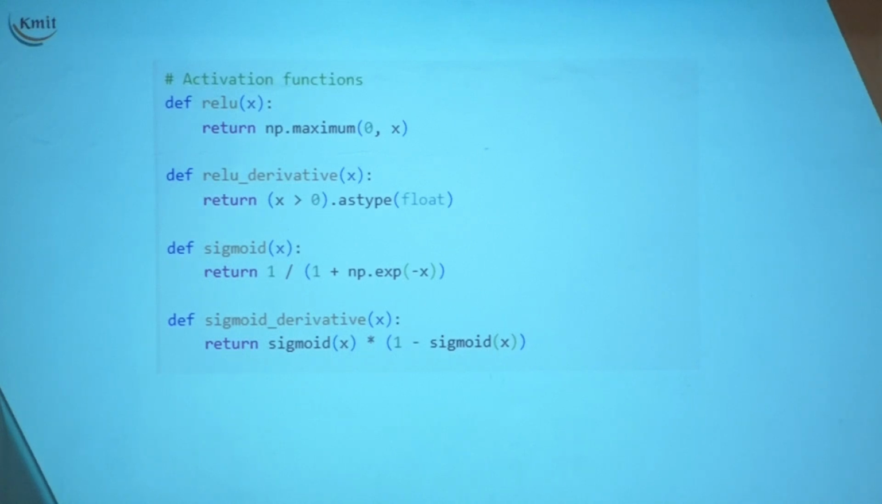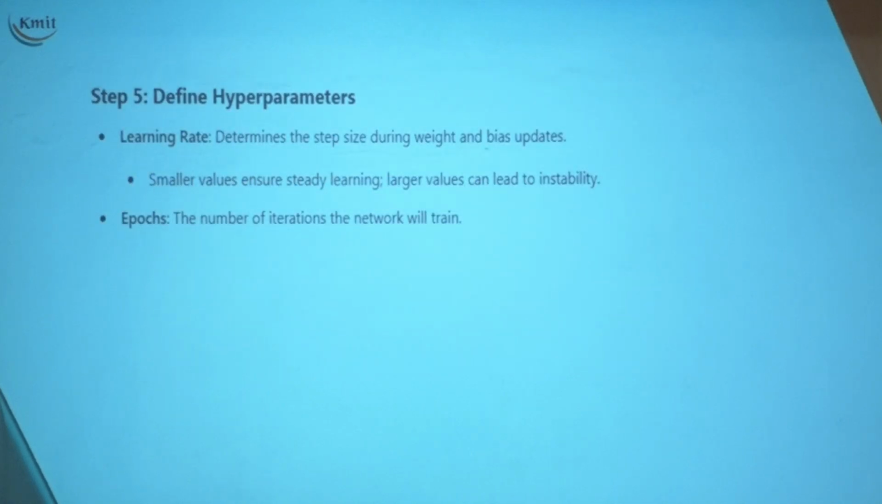ReLU, sigmoid. One second glance. ReLU is maximum of 0, x. Sigmoid is 1 by 1 plus e power minus x. Done. Okay.